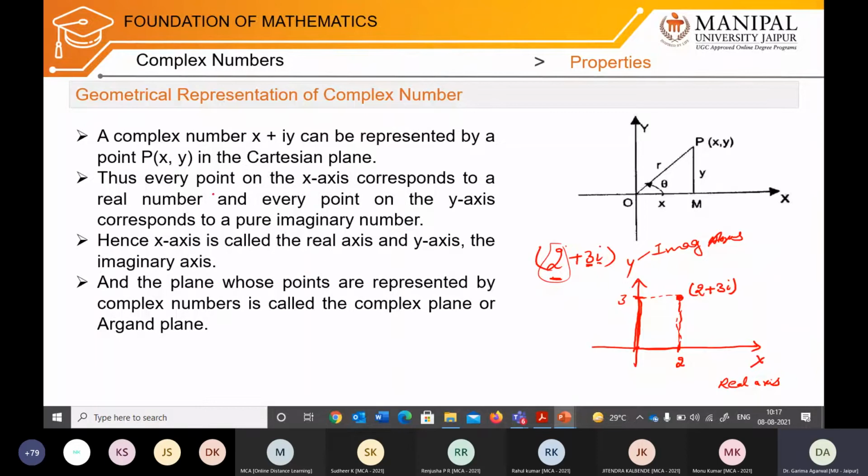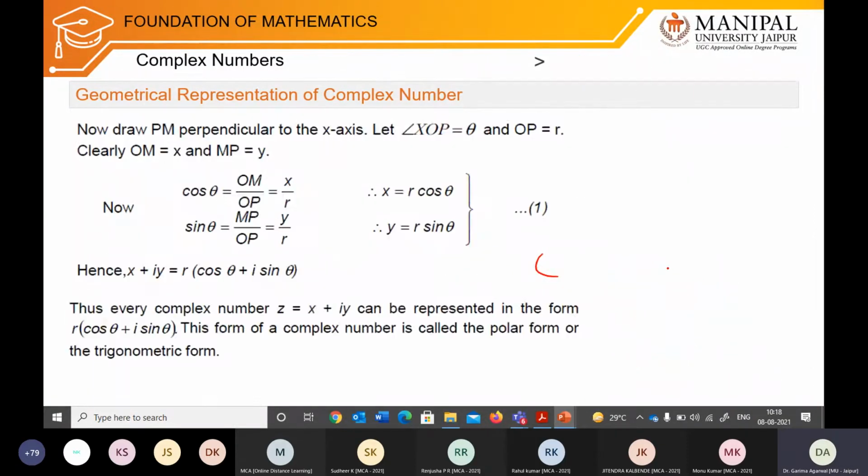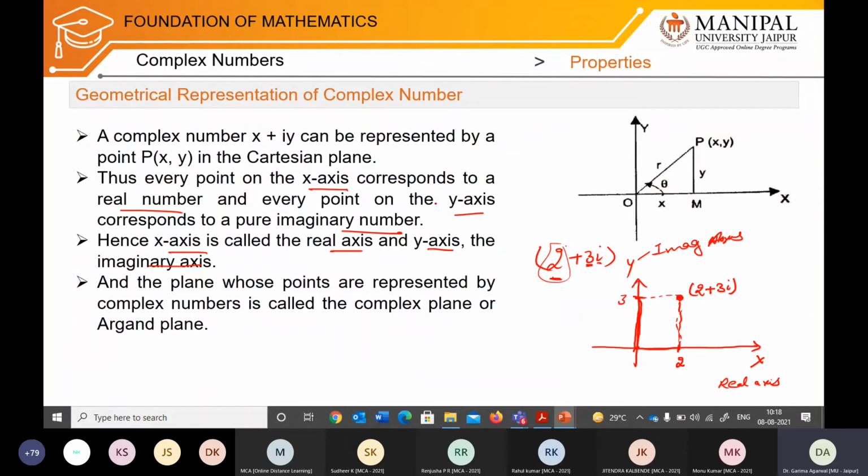This is the explanation. X is called the real axis, y is called the imaginary axis. On the x-axis we'll calculate the real number, and on the y-axis we'll calculate the imaginary number. So in that way we can find the location of the point of a complex number on the plane, right? Then geometrically, what will be the value of cos theta? Okay, one more thing, what is the value of theta?